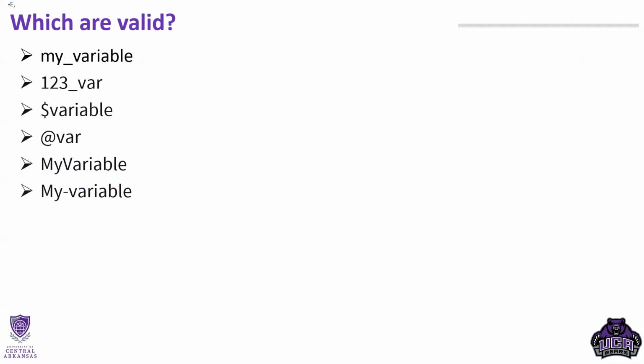So y'all tell me, first one, is it valid? All right. Second one? No. Why? Numbers. Perfect. What about the third? No. Why? The dollar sign. Perfect. What about this one? No. The at symbol. Perfect. What about this one? Yes. Perfect. What about this one? No. Why? Dash. So if I had an underscore instead, it would be okay, right? That's one of the things most people get confused about, the dash and the underscore. That can get you if you see it on an exam.